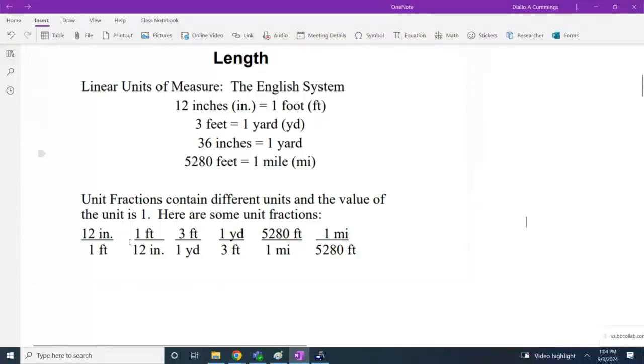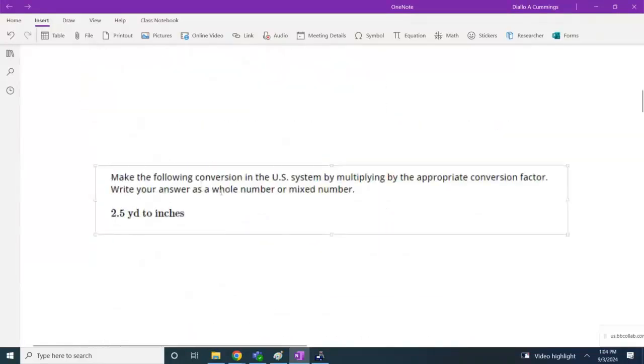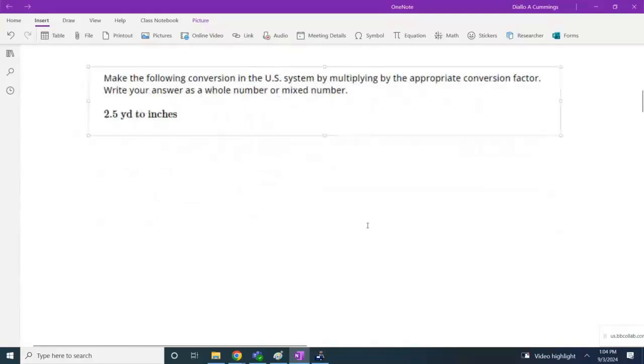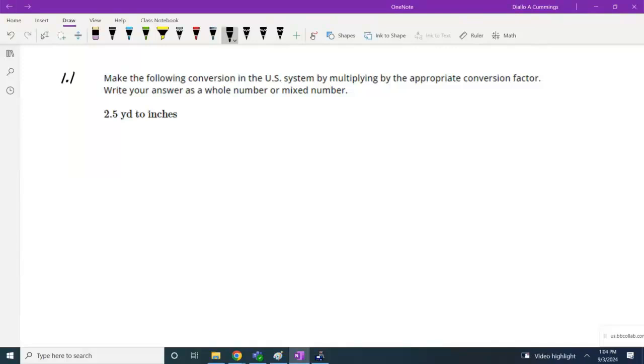So now here's how we actually use the unit fractions to convert units. All right, so I believe this is similar to your number 4. And this is from 1.1, so I'm going to write 1.1 number 4. All right, so yours is going to be similar to this, not exactly the same, but similar. So here we're asked to convert 2.5 yards to inches.